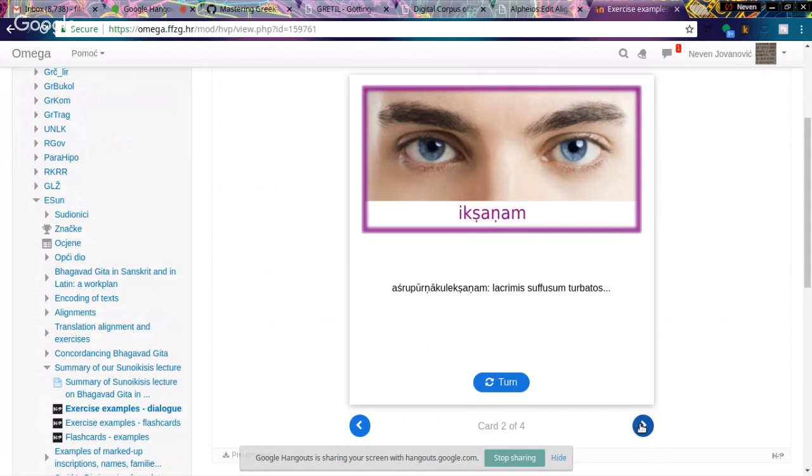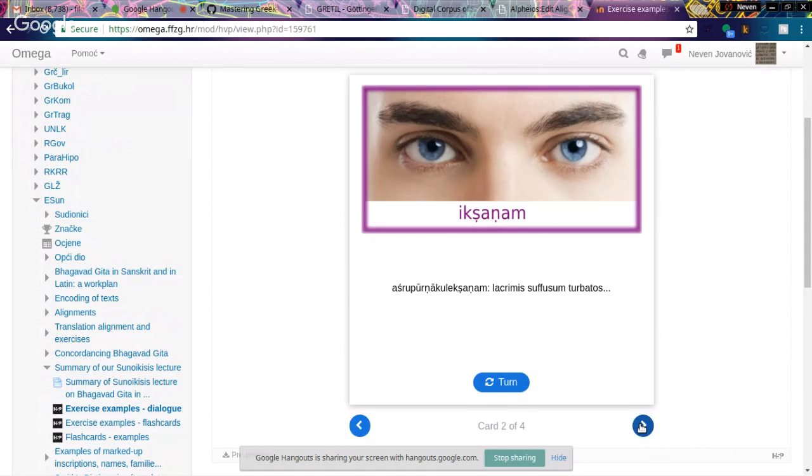Why is it important to add an image? Because people can memorize it better and easier. So you can see here a picture of eyes. Yeah, this is what the pedagogy said: you have to mobilize all the senses if you want to learn something.